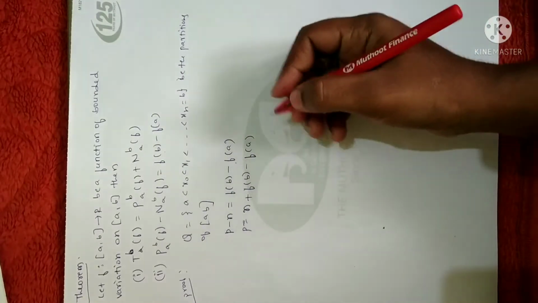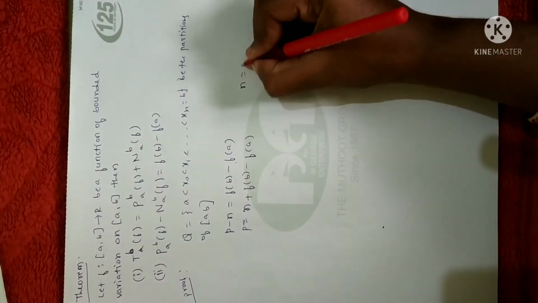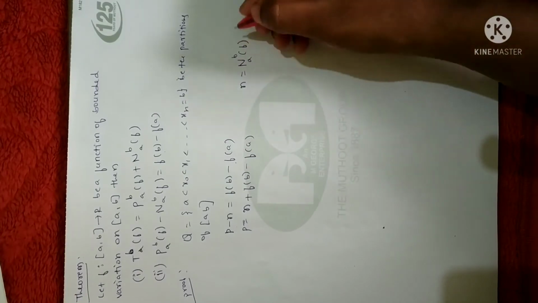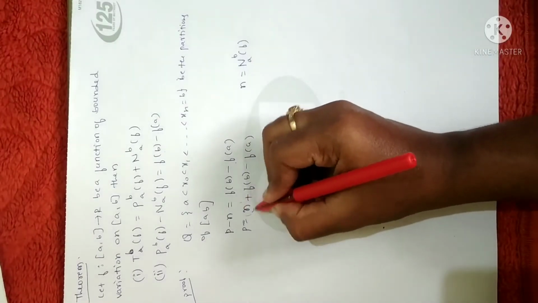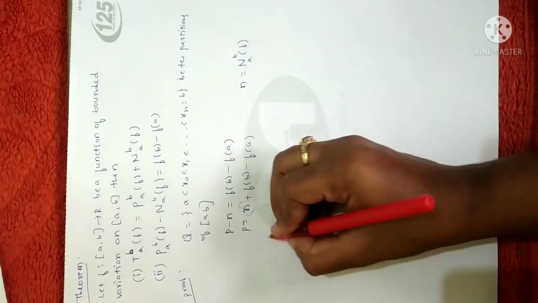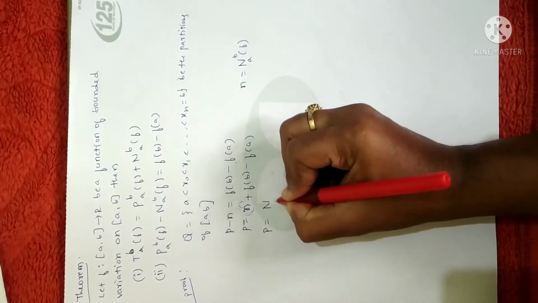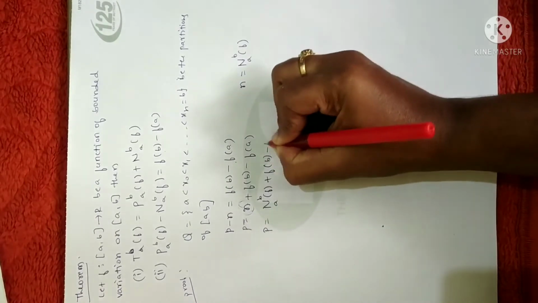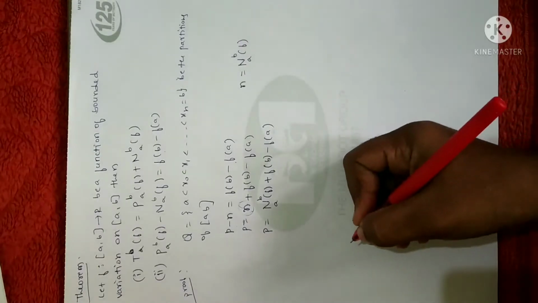Now, as you already know, small n is none other than the supremum, that is capital N from A to B of f. Right? When you take the supremum over all the values of n, I can write small n as capital N from A to B of f plus f(B) minus f(A), as it is. Am I clear?